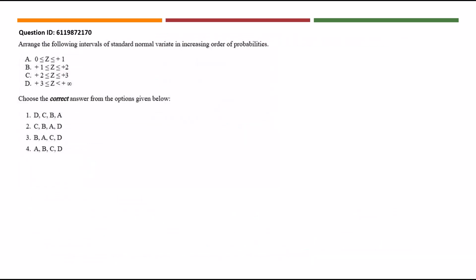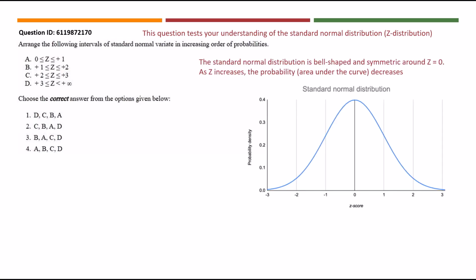Next question, arrange the following intervals of standard normal variate in increasing order of probabilities. This question is testing your understanding about standard normal distribution, which we call as Z distribution. So I will show you the picture of standard normal distribution. This distribution is bell shaped and symmetric around Z is equal to 0. It means it reaches the top here. As Z increases, the probability area under the curve decreases.